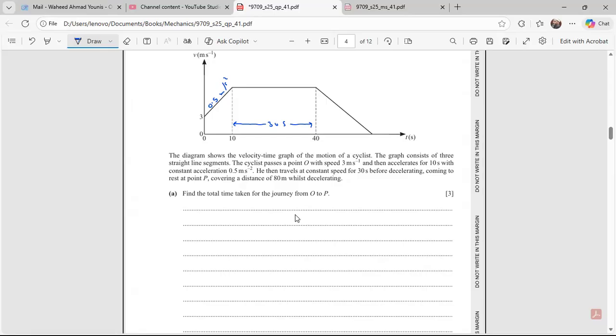So in this interval, we know that it was accelerating. So the final speed Vf is going to be Vi plus at. The initial speed Vi is 3, acceleration is 0.5 meters per second squared, and time is 10 seconds. So 10 times 0.5 is 5, 5 plus 3 is 8. So this is 8 meters per second. So this speed is 8. Okay, so with 8 meters per second, it continues for 30 seconds, right?